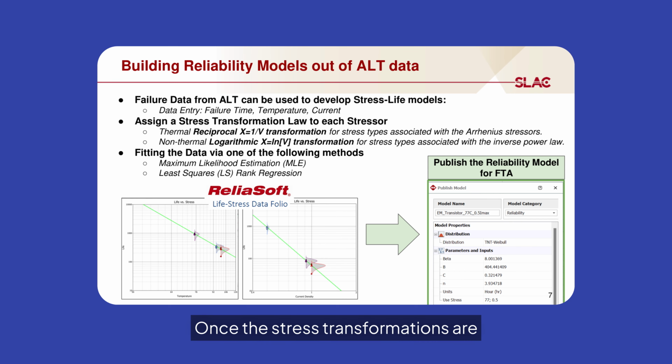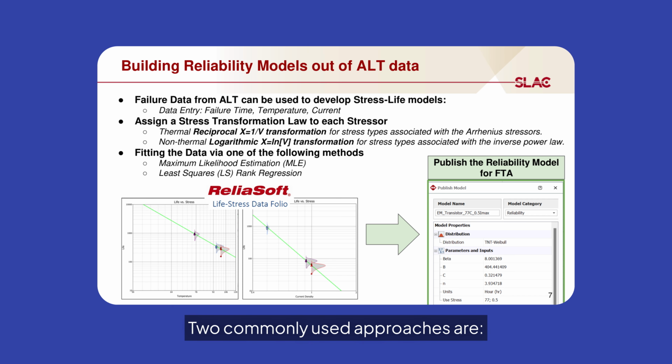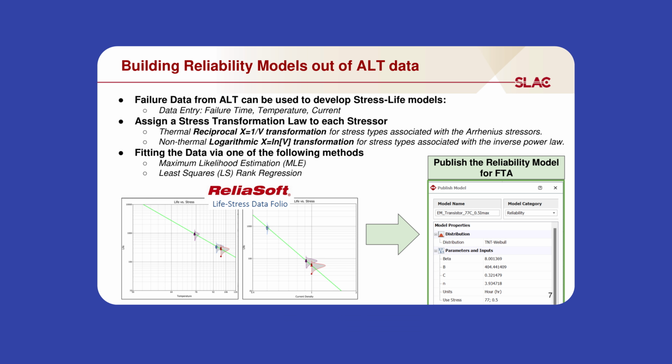Once the stress transformations are defined, the model parameters are estimated by fitting the data using standard statistical methods. Two commonly used approaches are maximum likelihood estimation, which provides statistically robust parameter estimates, especially for censored data; and least squares rank regression, which offers a simpler, graphical fitting approach.